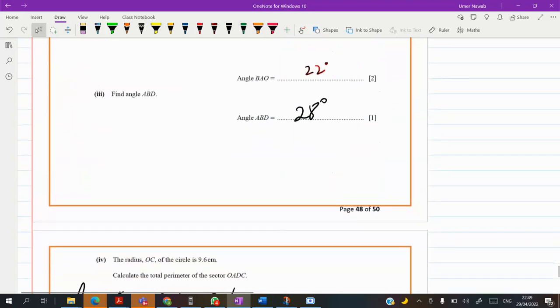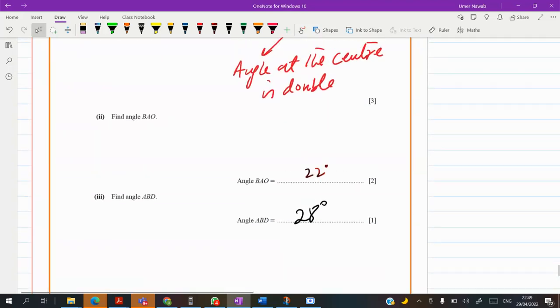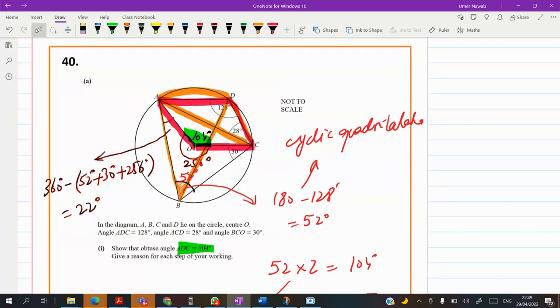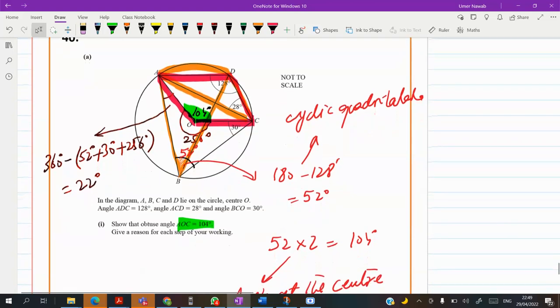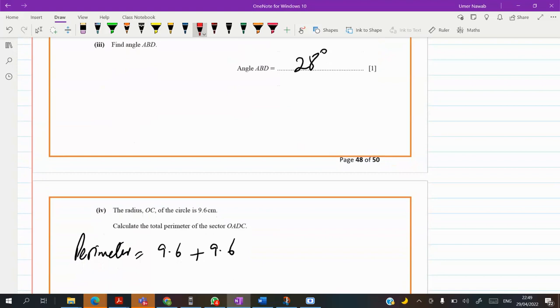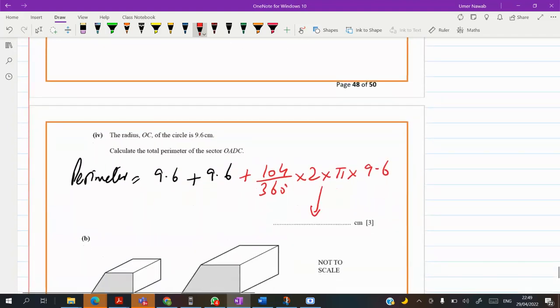OABC sector. Can I highlight it? So OABC sector, 104 angle, we have to use the 2 radius, and now the arc length I have to add it. Arc length is 104 divided by 360 times 2 times pi, and the radius is 9.6, and then we get our answer.